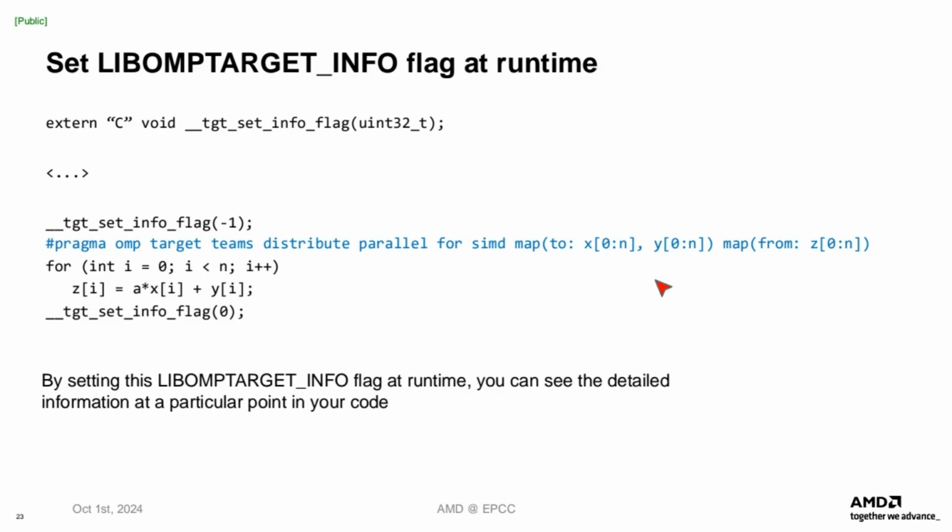Just to close this part about the memory regions, sometimes if you just activate this variable, it can give you a lot of output and it may be hard to navigate. You may want to limit that by taking advantage of this kind of hidden runtime call that is provided by the OpenMP target runtime, where you can enable libOMP target to dump all this information for specific sections of your code. So you have a bit more tailored output for what you want to investigate.